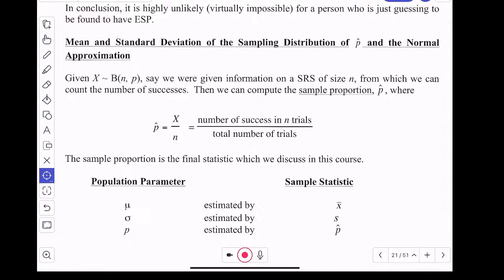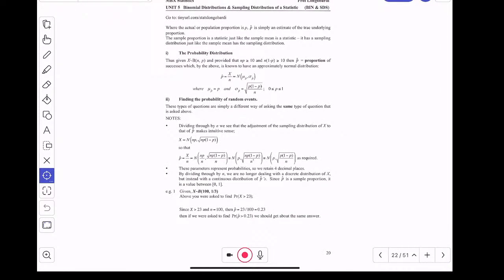Because of the rules of means and variances, this new statistic, this new variable, is made up of a variable we know about. So we should be able to compute its mean and standard deviation. So let's see, what should be the mean of this new variable? What should be the standard deviation?